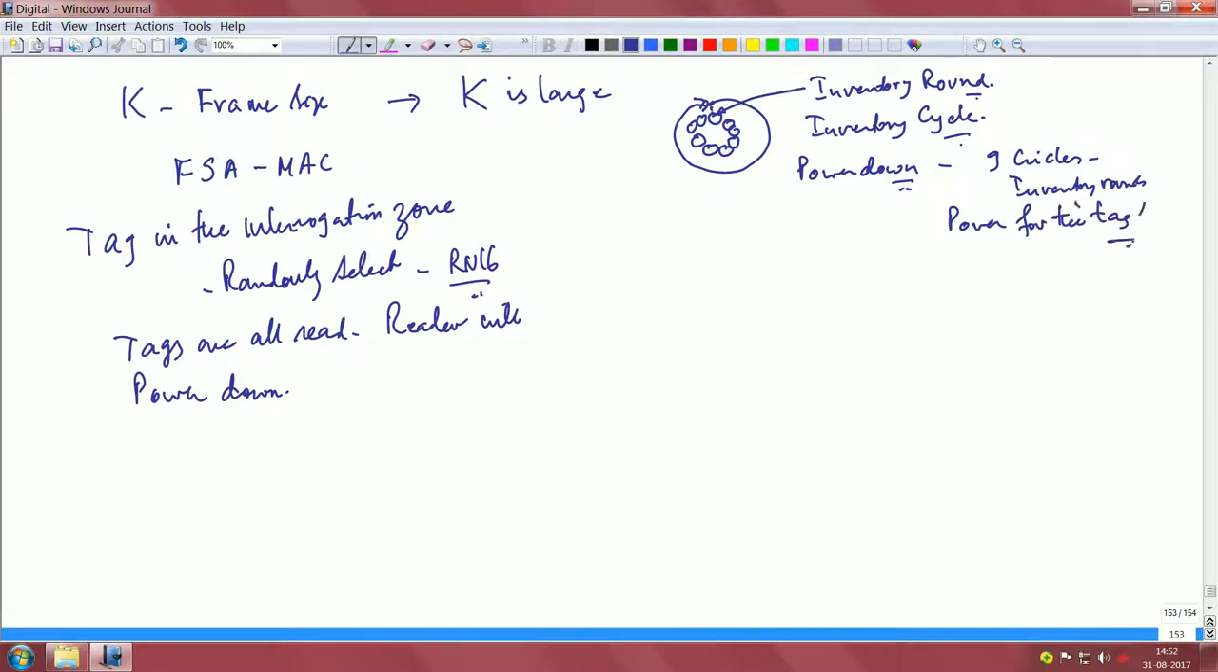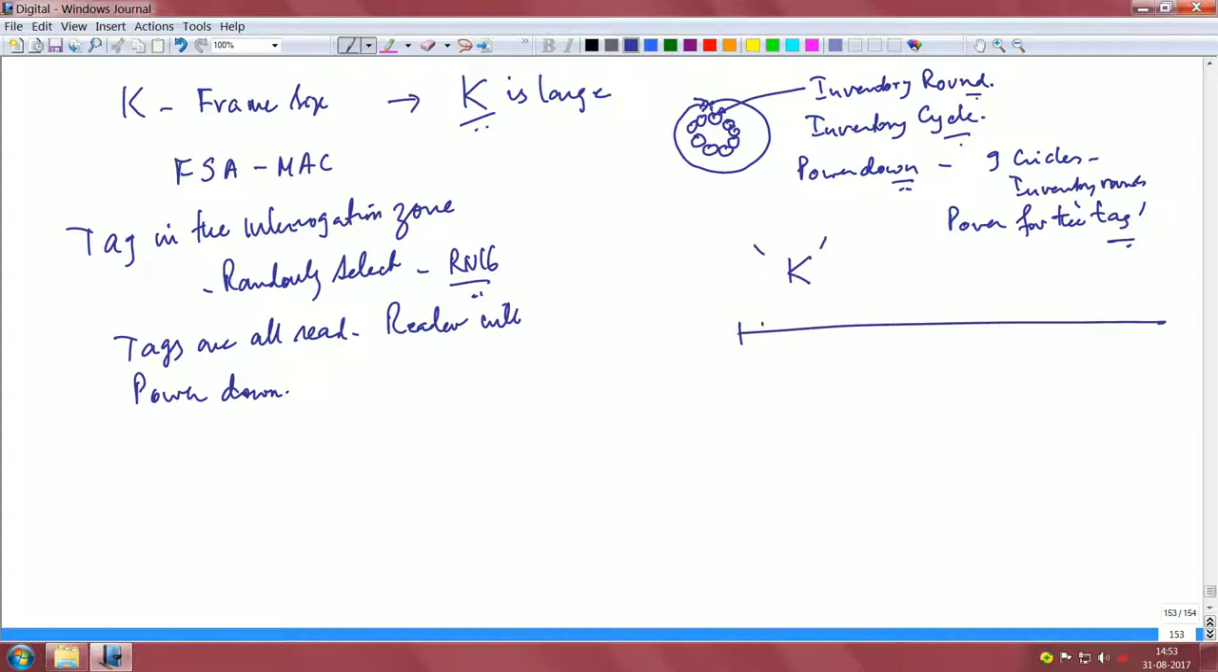If there is power for the tag within an inventory cycle, and a tag was unsuccessful here, I would say not unsuccessful in sending out an RN16, but not getting an acknowledgement back for its sent out RN16 because of collision, it can attempt here. Or if it is unsuccessful here, it can attempt here. Therefore, K spans the whole of this inventory cycle, this capital K.